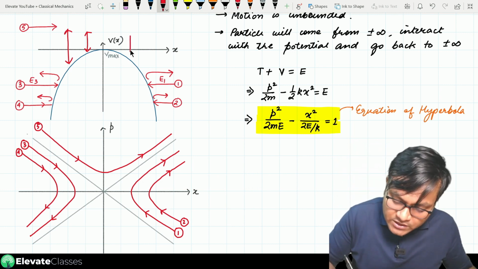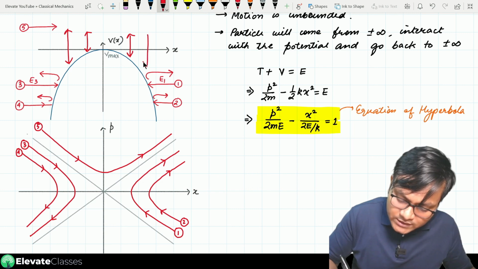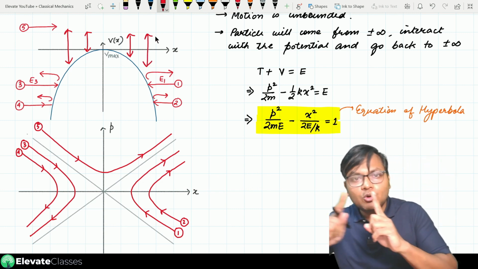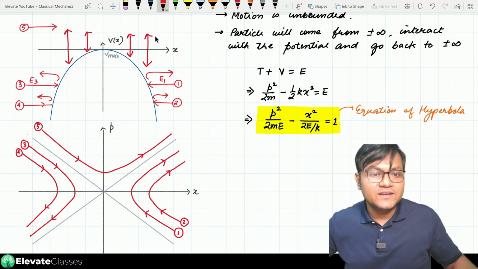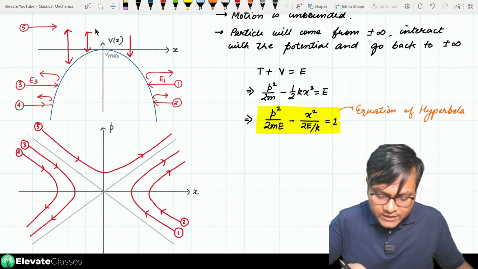And then as it goes beyond this maxima to the other side, its kinetic energy will slowly increase, and because kinetic energy slowly increases, its momentum is also going to slowly increase. That is what's happening. Alright, what is kinetic energy?